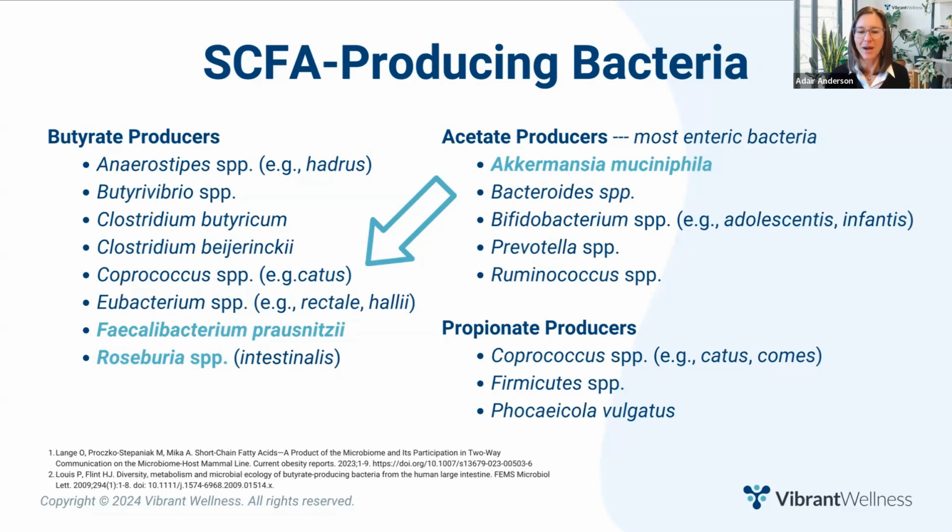Another key point to keep in mind is that, in addition to fermenting carbohydrates, several bacterial species like Roseburia intestinalis and Faecalibacterium prausnitzii can also convert acetate to butyrate. The blue arrow indicates that Roseburia and Faecalibacterium will take acetate produced by Akkermansia muciniphila and turn it into butyrate.